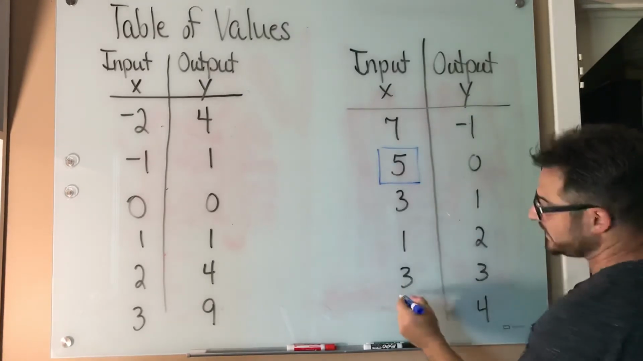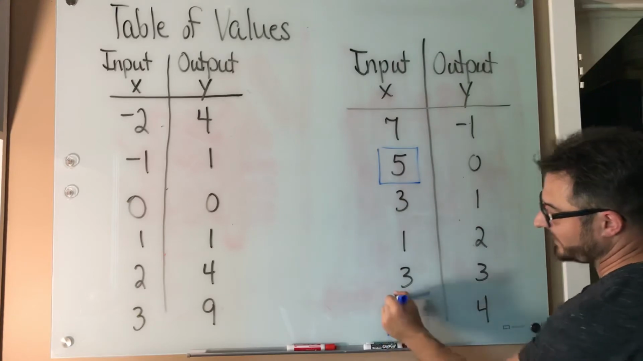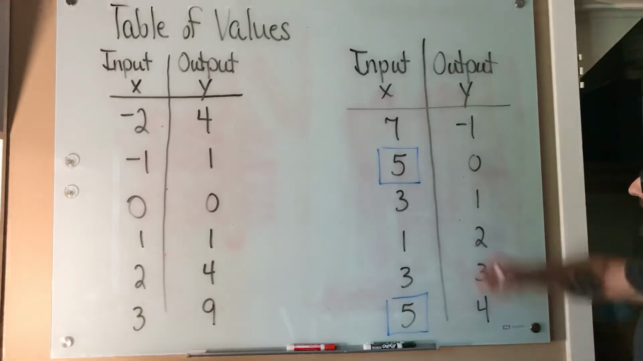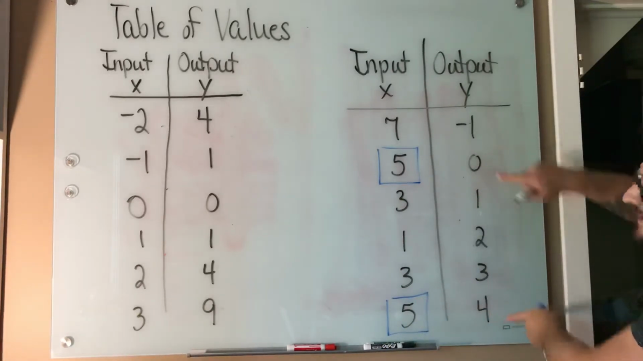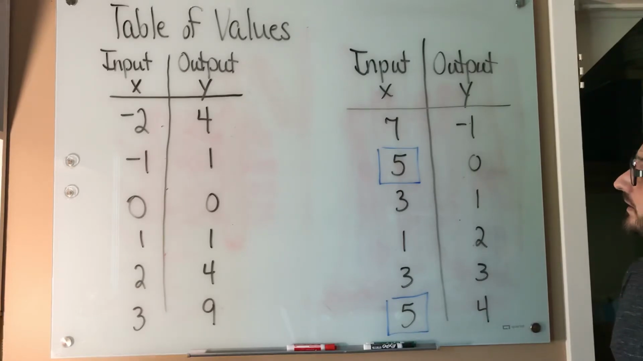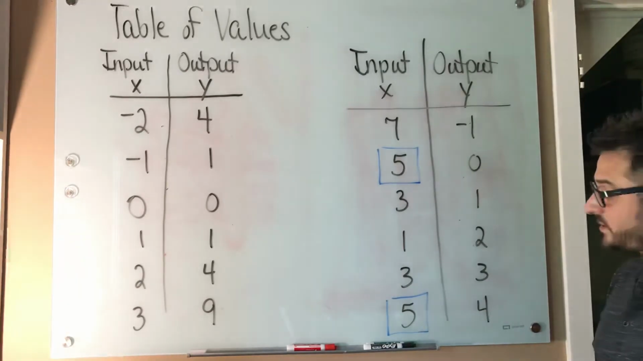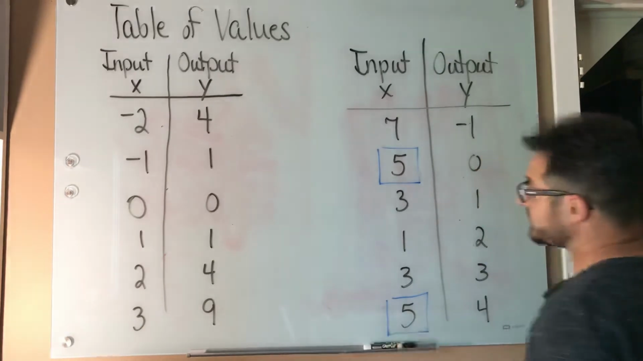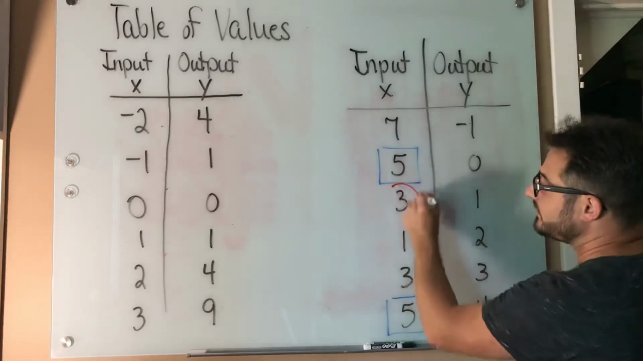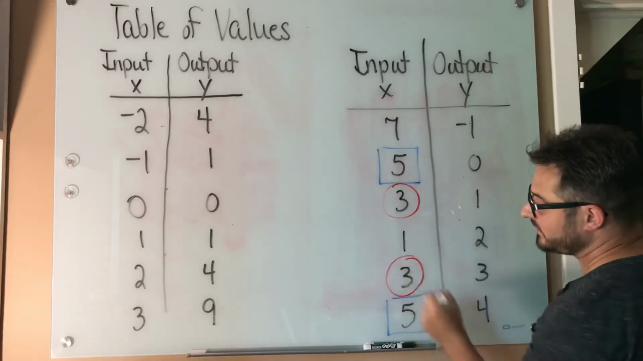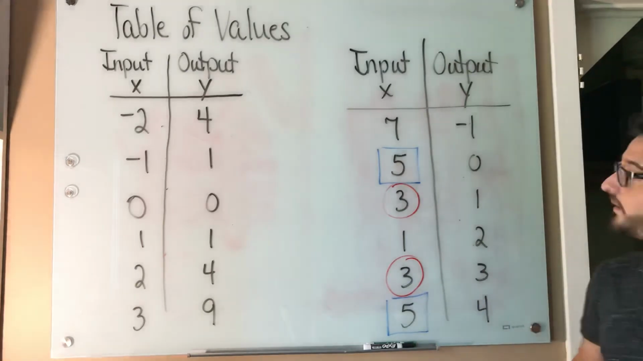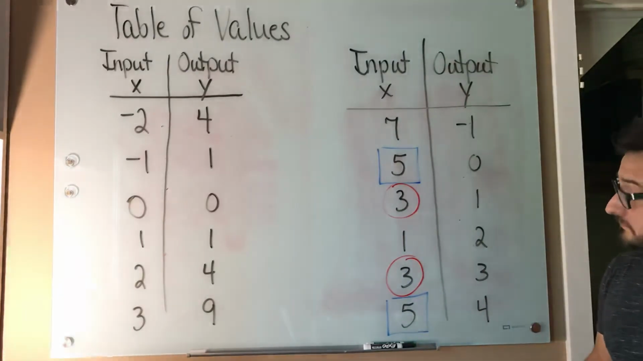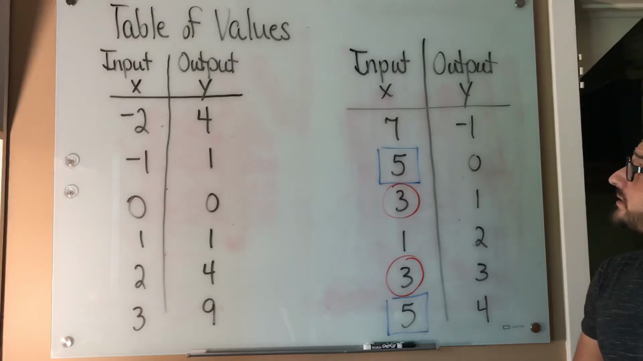And if we look at the list, we see that the input of 5 has 2 different output values that it is paired with. That's all that it takes to ruin the definition of a function. As it turns out, we do have a second rule breaker there, but it is still a relation.